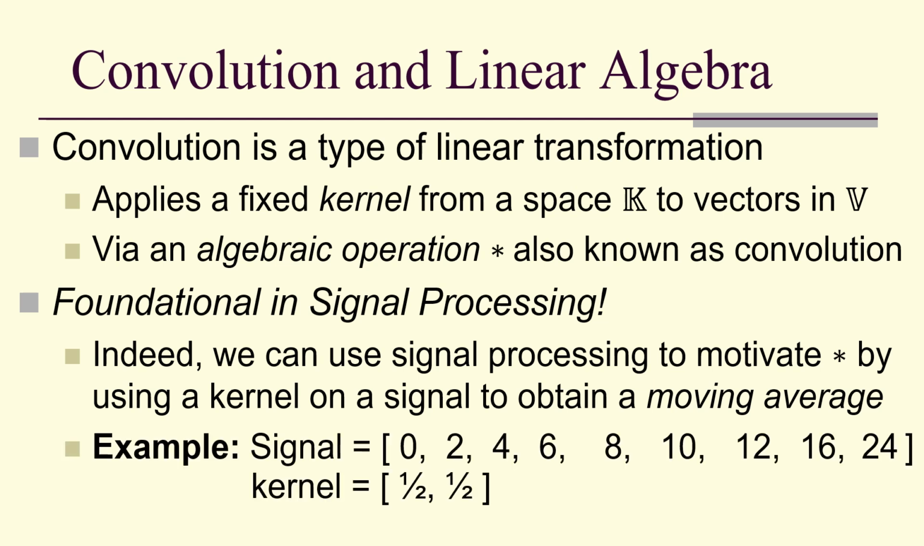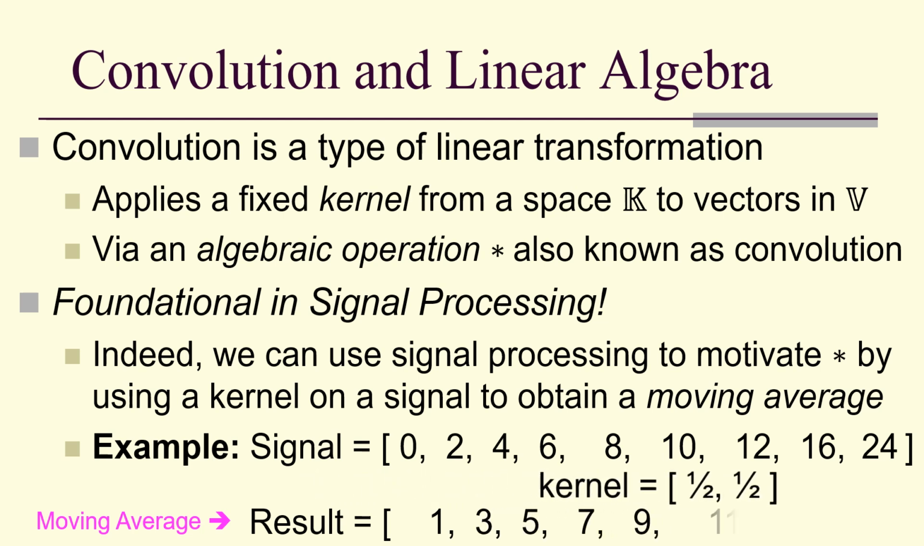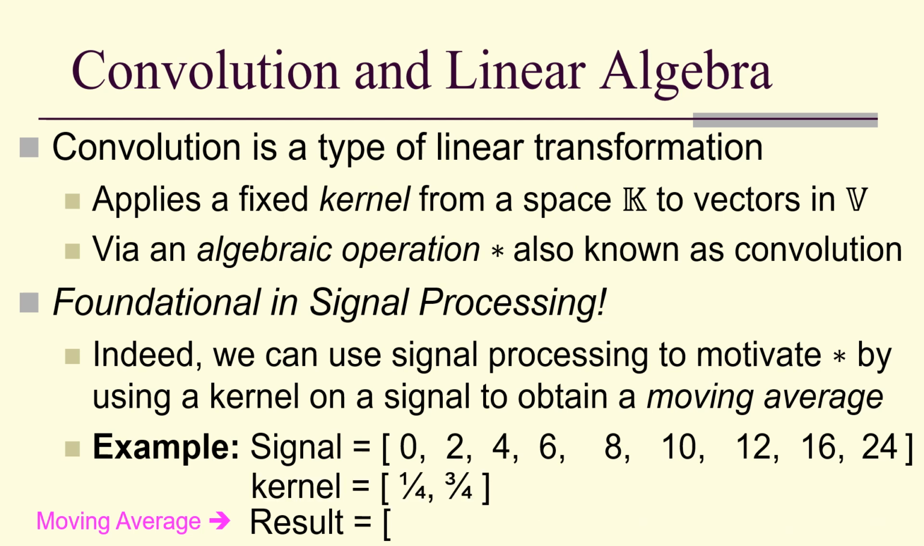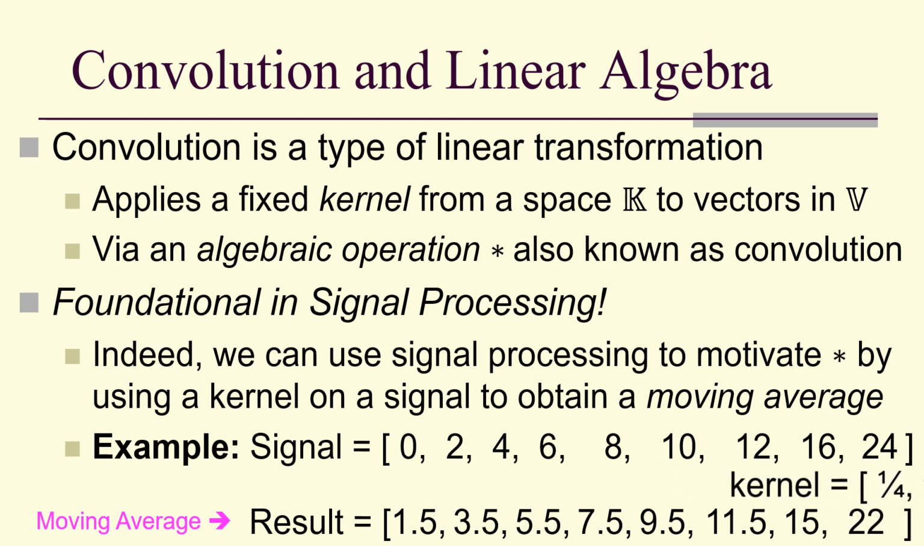So here's my signal, here's my kernel, and my result is going to be a moving average. So I take 1/2 times 0 plus 1/2 times 2, and I get 1. Then I move my kernel, 1/2 times 2 plus 1/2 times 4, and I get 3. And then I just slide my kernel across my signal, and what I end up with is a moving average. This is a convolution. Here it is with a different kernel, but once again, we apply the kernel, get 1.5, we slide the kernel across the signal, and get a different weighted moving average.